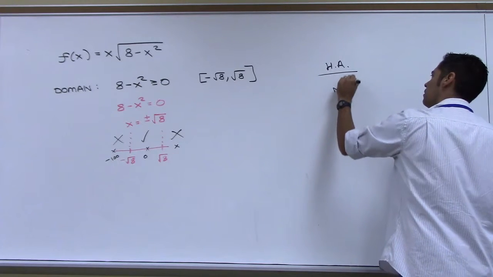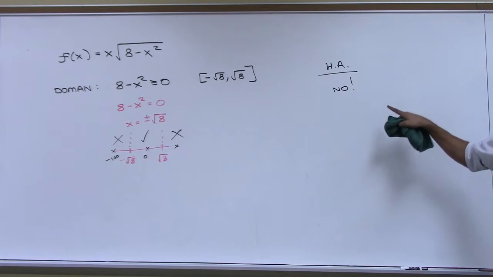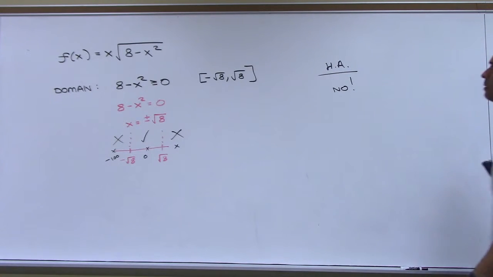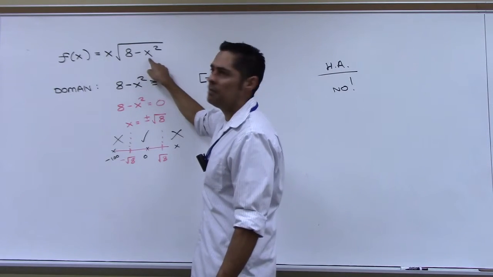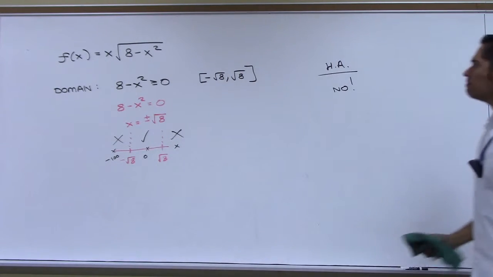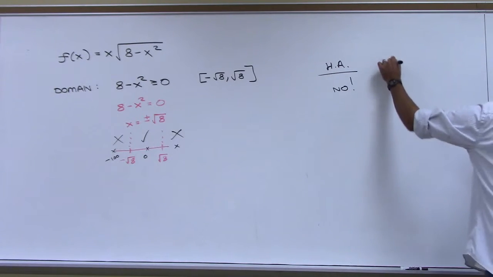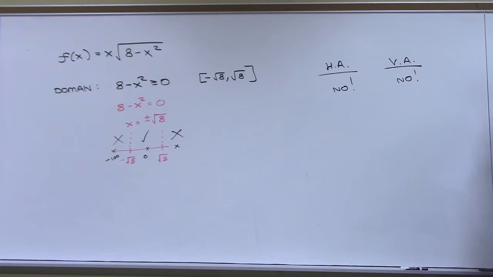No, right? Because on the interval I'm on, I cannot go to infinity both ways. See, what happens when I go to infinity? If that goes to infinity, this is 8 minus infinity. That's a huge negative number. Square root of a negative number, not happening. Vertical asymptote? Nope. Don't have any division by 0.